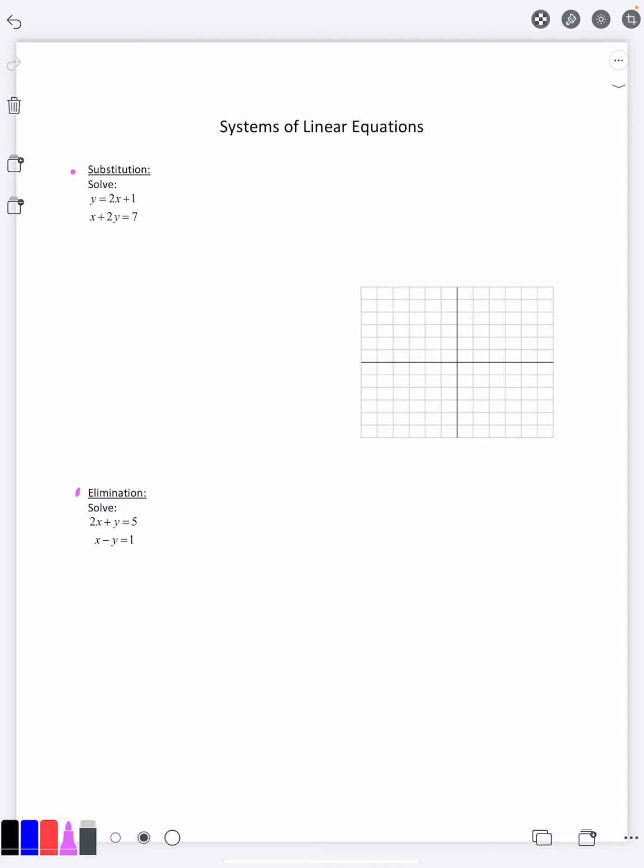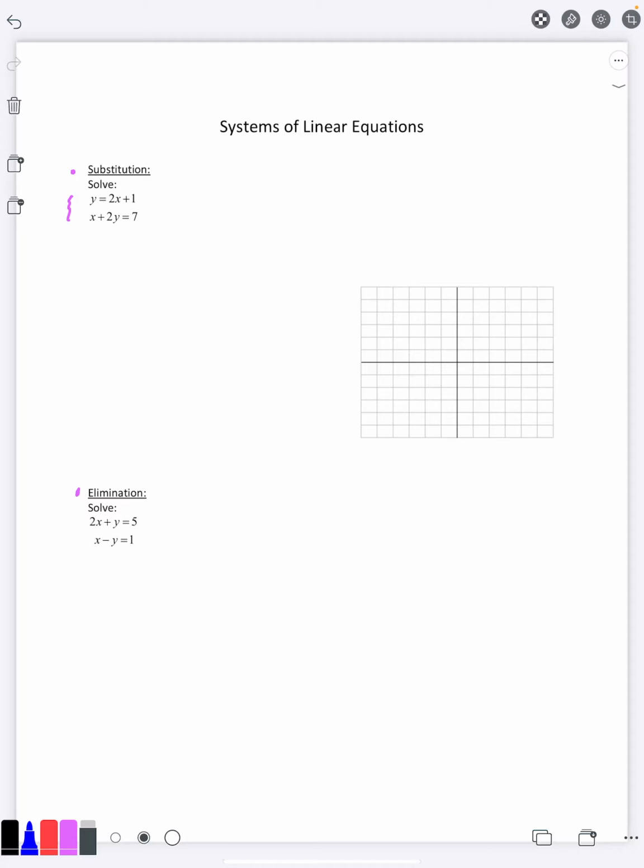Now, the idea of a system of equations is we are trying to look for values x and y that are going to work in both equations at the same time. And so to do that, we're going to have to play around with both equations and see what we can do. Well, in the substitution method, you pick one of your equations and you solve for one of your variables, and you plug that into the other equation. You substitute it into the other equation.